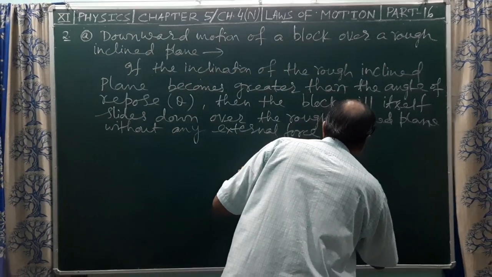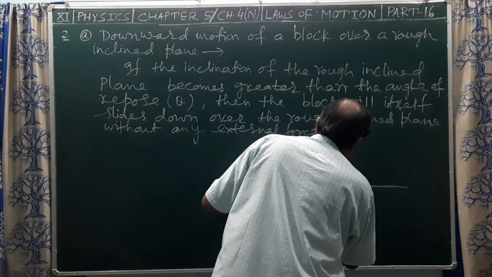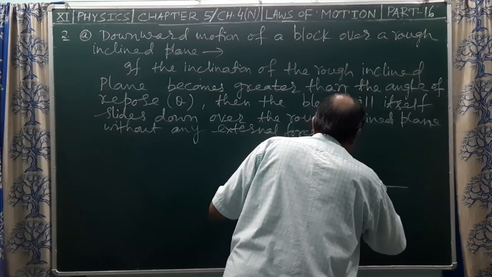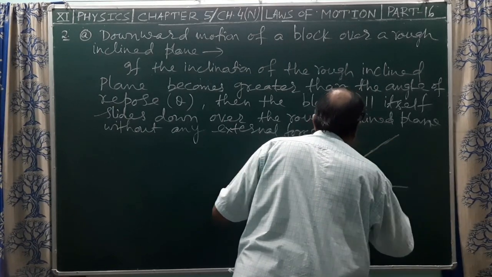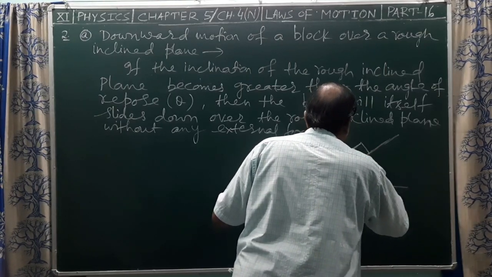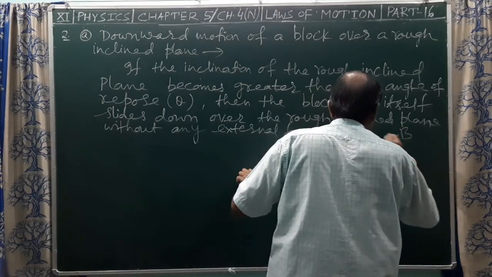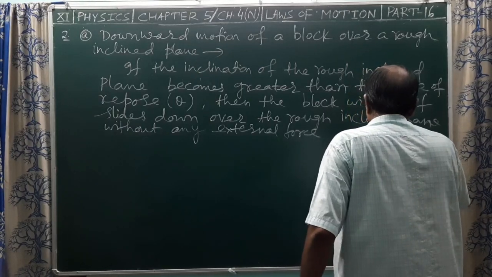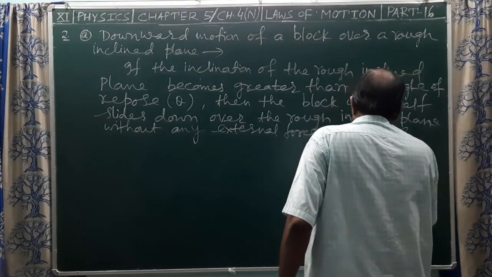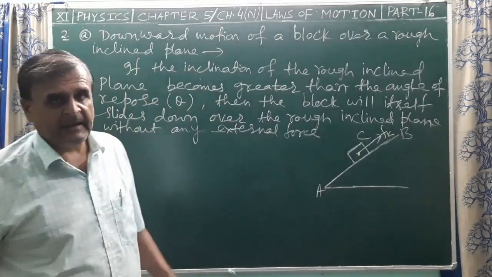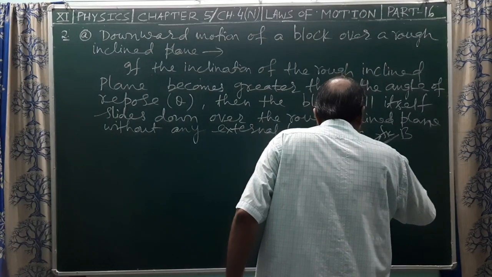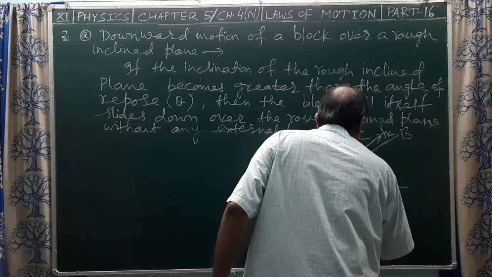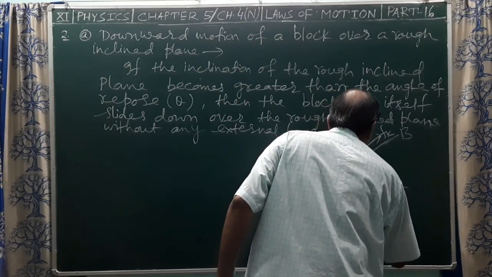In that case, one of the components of the weight, mg sin theta, will act downward along the incline, while the kinetic friction force acting between the surface of the block and the inclined plane will act in upward direction, that is Fk, which is equal to mu k into N, and N is balanced by the vertical component, that is, one of the components of the weight of the block. Weight of the block is acting vertically downward, which is mg.